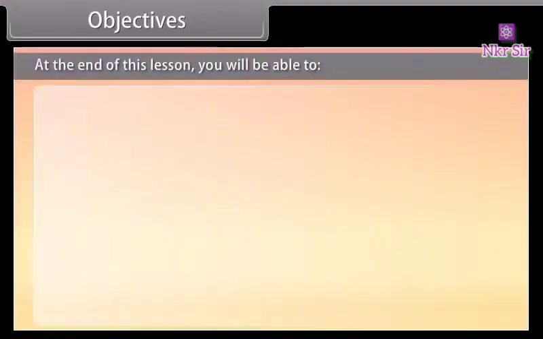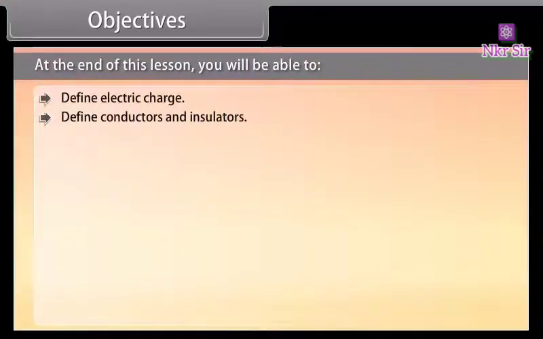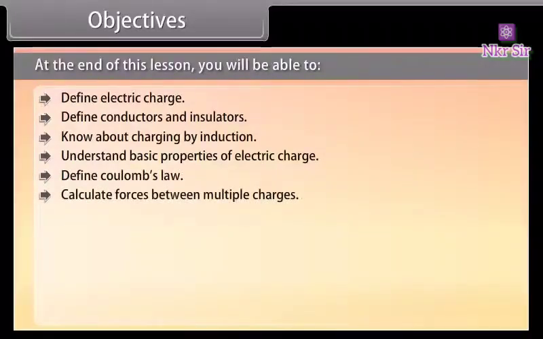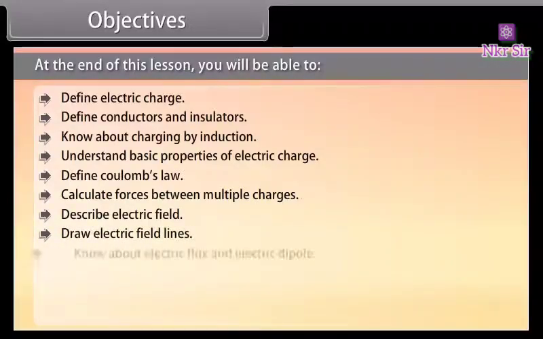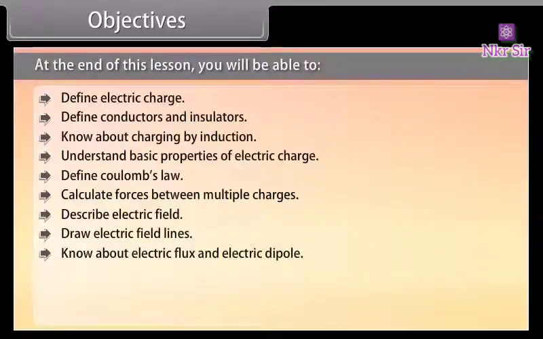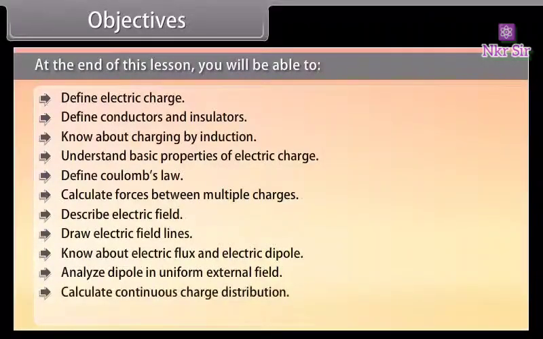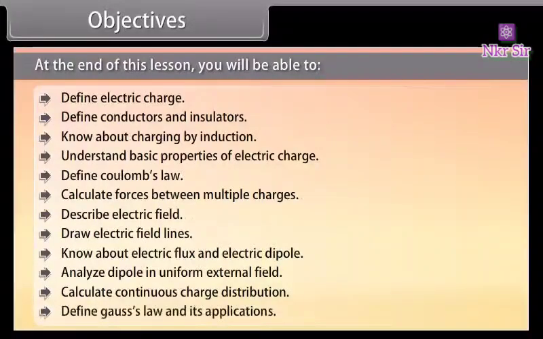Objectives. At the end of this lesson, you'll be able to define electric charge, define conductors and insulators, know about charging by induction, understand basic properties of electric charge, define Coulomb's law, calculate forces between multiple charges, describe electric field, draw electric field lines, know about electric flux and electric dipole, analyze dipole in uniform external field, calculate continuous charge distribution, define Gauss's law and its applications.